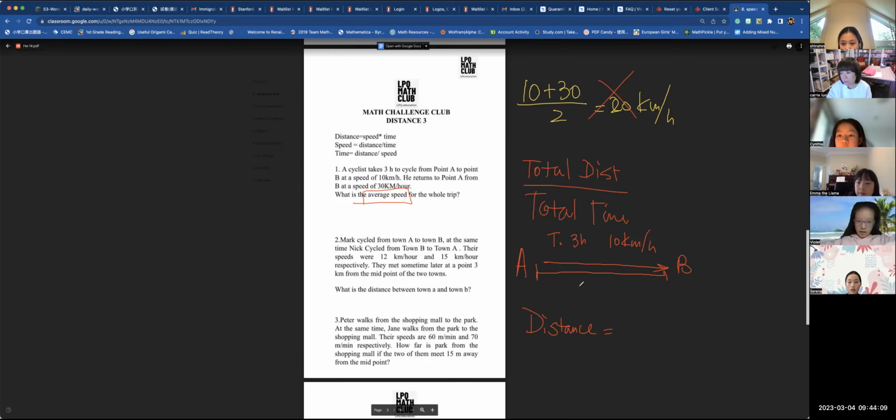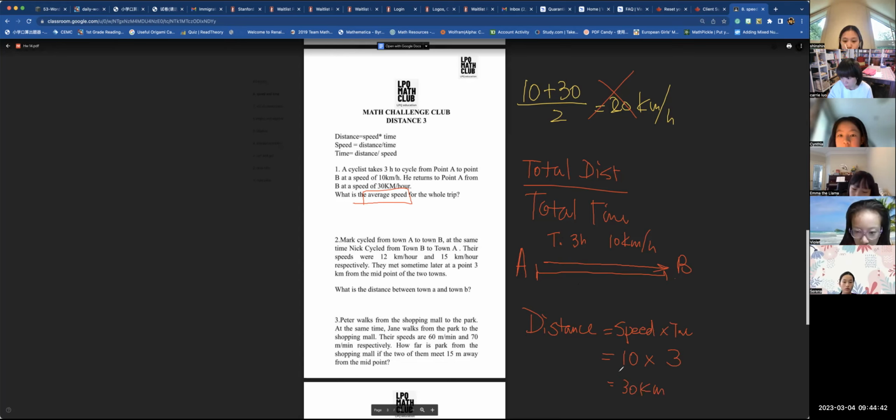So distance equals what, Violet? Speed times time. Okay, speed times time. For this equation, do we know the time? Yeah, 3 hours. Well, do we know the speed? Yeah, 10 kilometers per hour. So can you tell me the distance from A to B? 30 kilometers per hour. So distance is not 30 kilometers per hour.